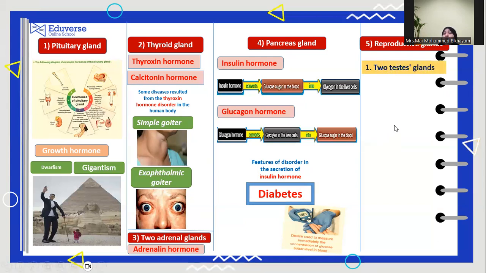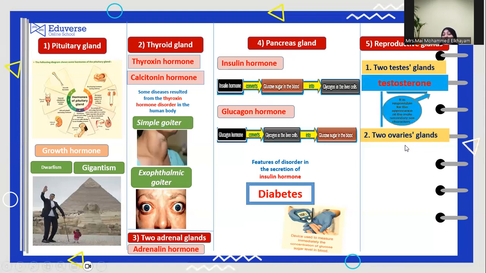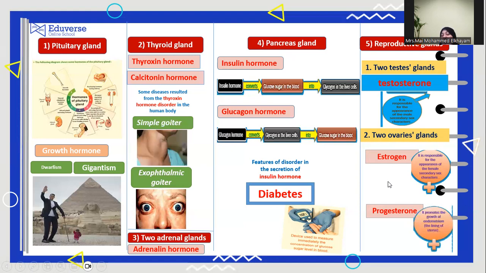Reproductive glands: 2 testis glands and 2 ovaries glands. The 2 testis glands produce testosterone, which is responsible for the appearance of the male secondary sex characters, while the 2 ovaries produce 2 hormones, which are estrogen and progesterone. Estrogen is responsible for the appearance of the female secondary sex characters, while progesterone is to promote the growth of endometrium, the lining of uterus.